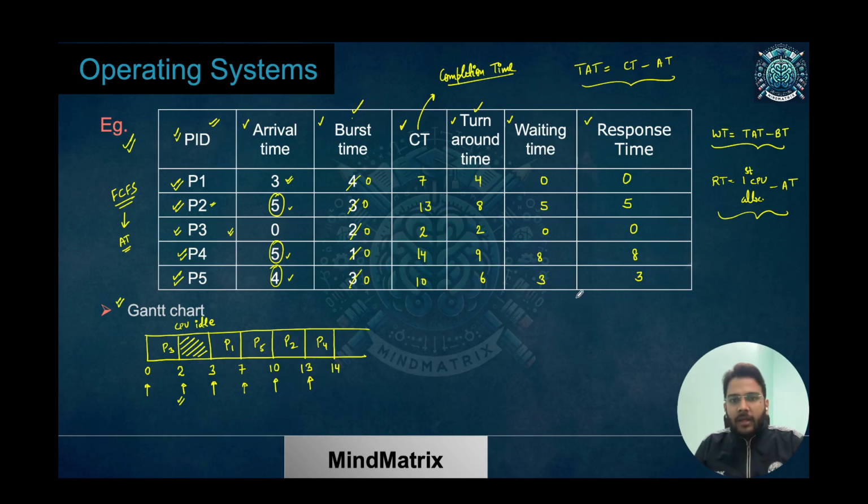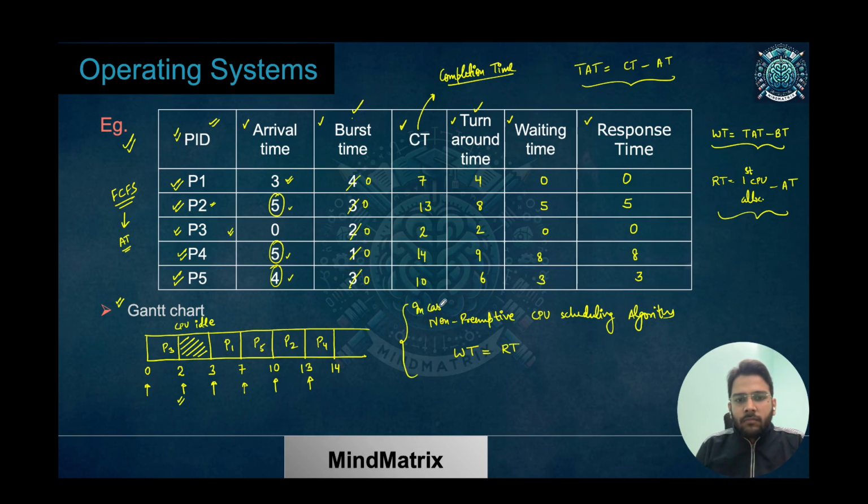Now you can observe one thing here. You can also write it down: in case of non-preemptive CPU scheduling algorithms, and it is always true, waiting time will always be equal to response time. As you can see here, waiting time is 0, 5, 0, 8, 3 and here also it is 0, 5, 0, 8, 3. Clear?